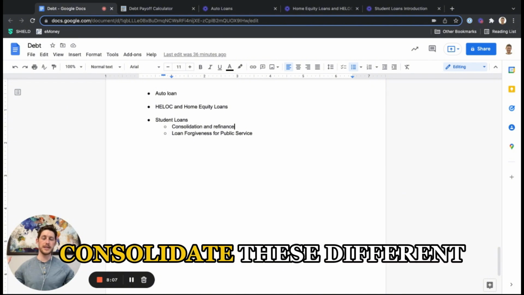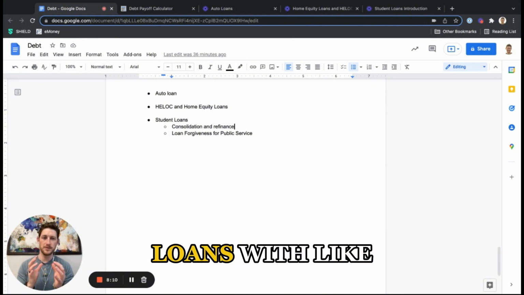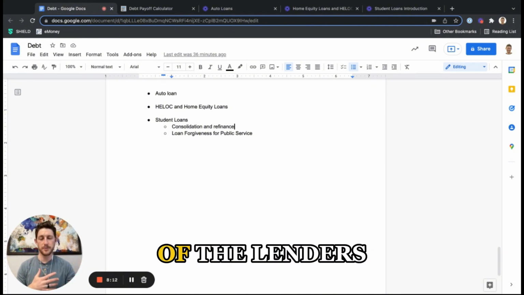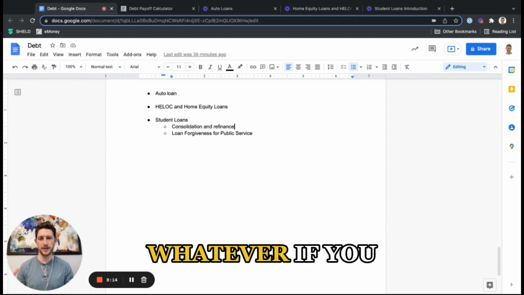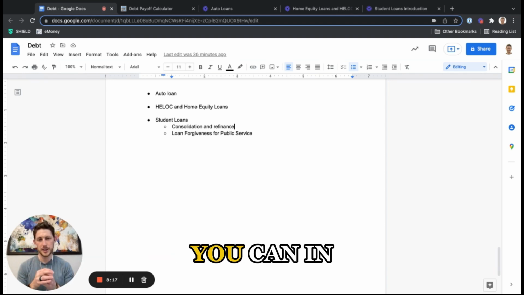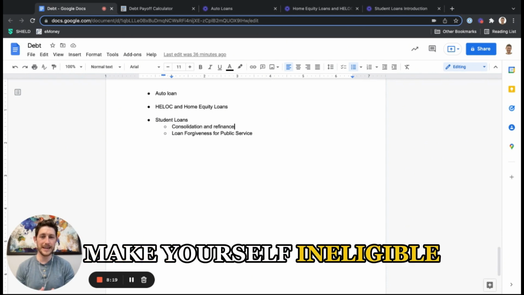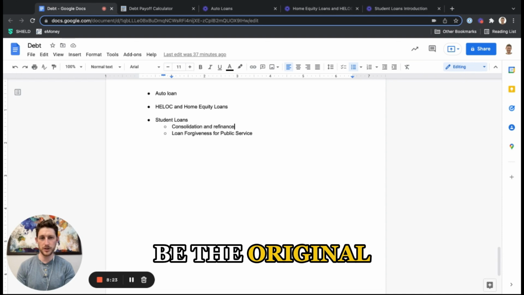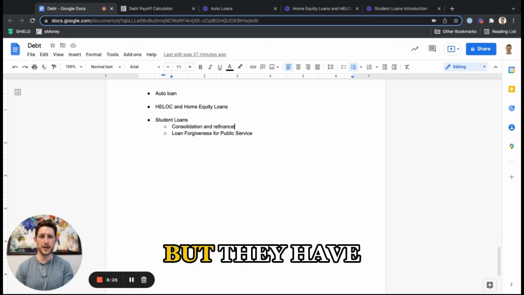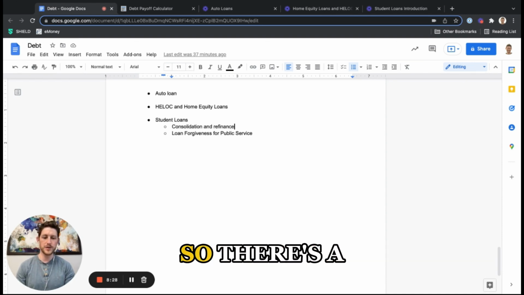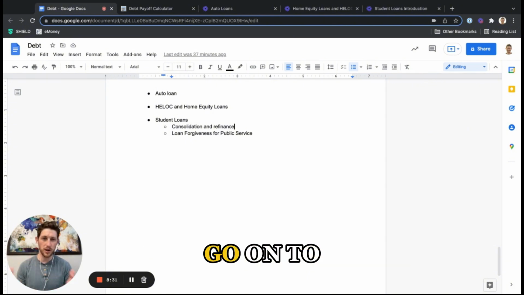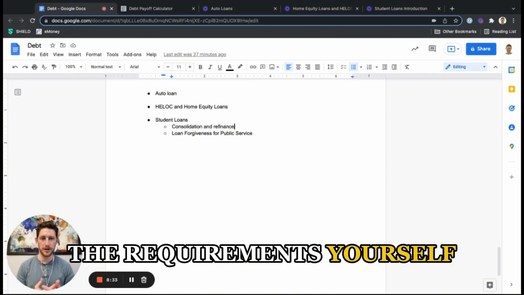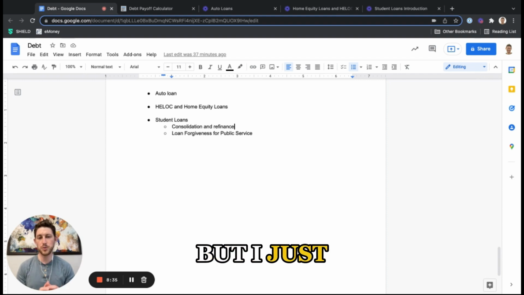If you consolidate these different loans with some of the lenders out there like SoFi or whatever, you can in some cases make yourself ineligible for 10-year loan forgiveness. So they've got to be the original loans. Some could be private, but they have to be the original loans that you got. So there's a lot of other requirements there. We're not going to go into all the details. You can Google the requirements yourself and check it out. But I just want to make you aware of that.